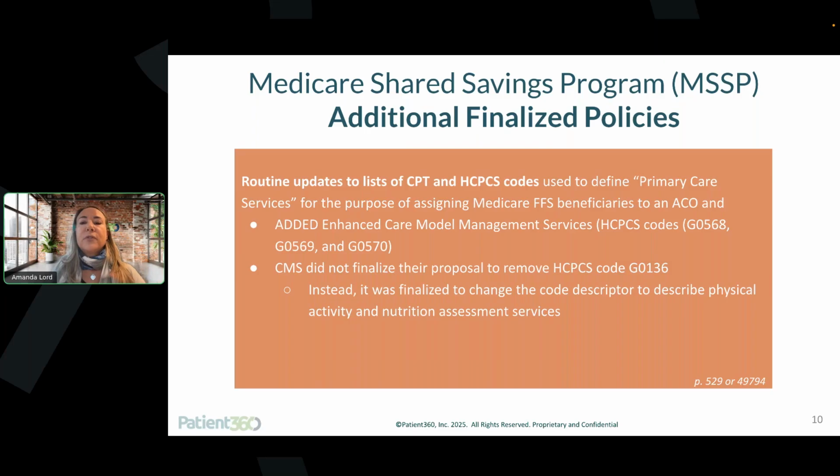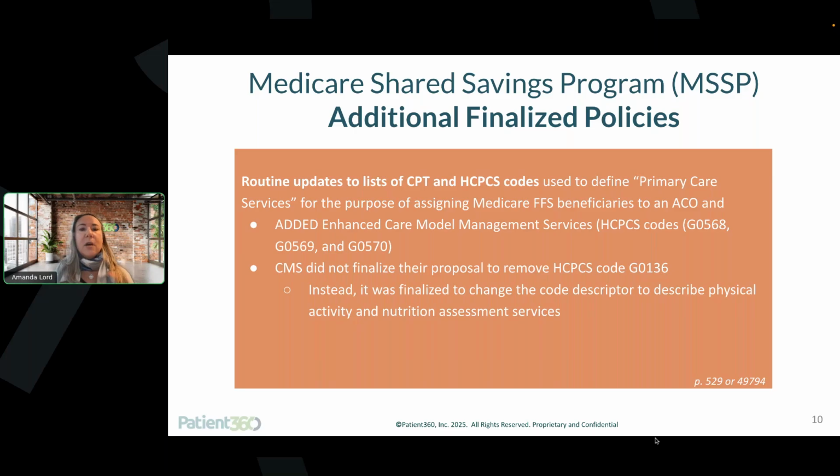As for the removal of GO136, CMS didn't finalize the removal. Instead, they revised the code descriptor to the following text: GO136, administration of a standardized evidence-based assessment of physical activity and nutrition. Since HCPCS code GO136 is not being deleted and it remains a payable service under the PFS, CMS is not removing the code from the definition of primary care services used for the purposes of assignment.